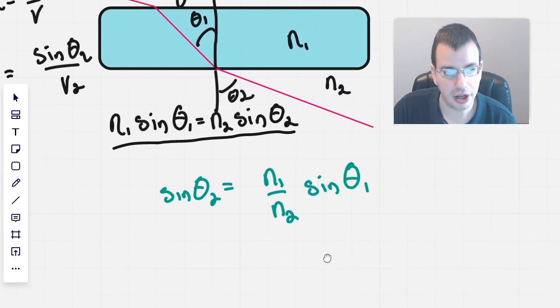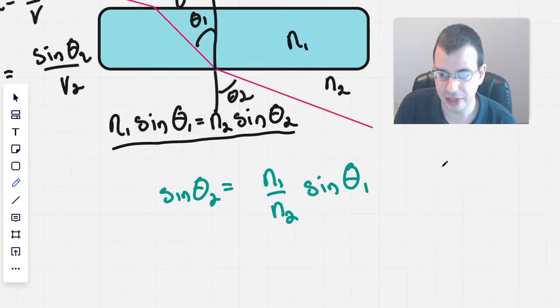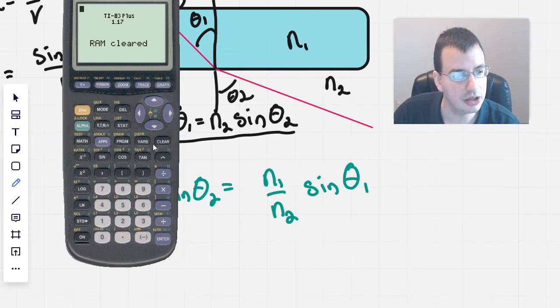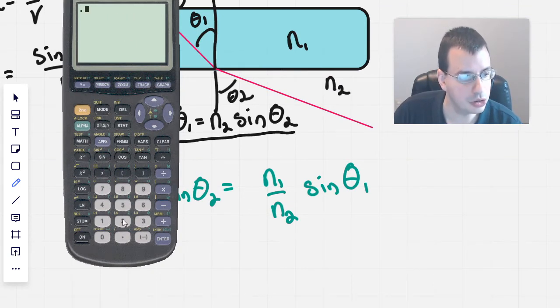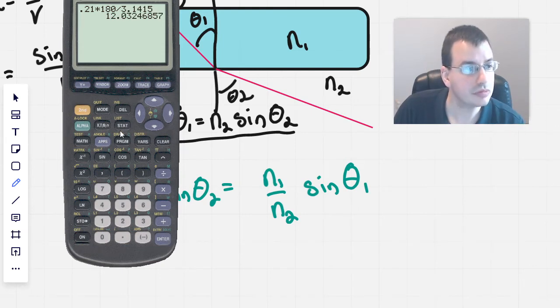So theta 1 is 0.21, but we're going to convert that. On the calculator, clear. So we have 0.21, and there's 2 pi radians in a circle, and a circle is also 360 degrees. But since I like smaller numbers, I'm going to multiply by 180 and then divide by pi, pi being 3.1415, more or less. So we have about 12.03 degrees.